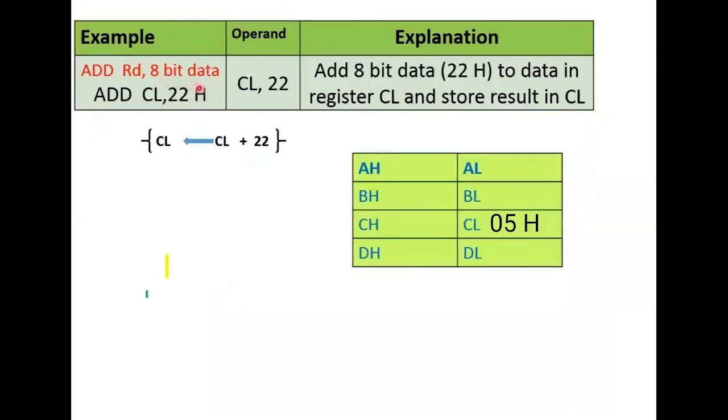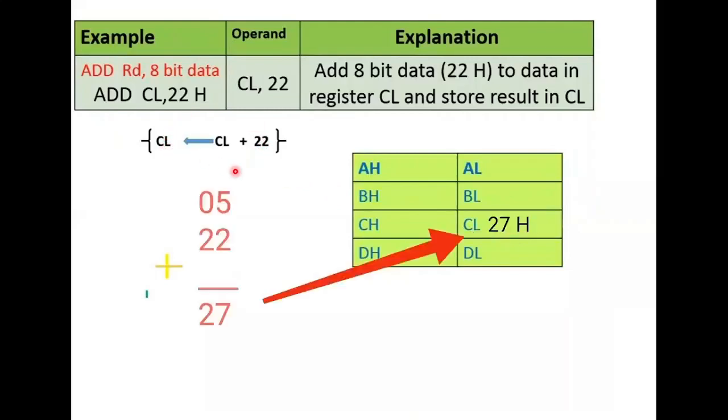Next one, add CL comma 22H. This 22 is the 8 bit data directly given in the instruction itself. What we are going to perform here is an addition operation. We are going to add the content of CL, the 8 bit data in CL, plus the 22 which is given in the instruction directly, and the result will be stored in CL only. In CL we have 05. This 05 we are going to add with 22, and the result will be 27. That result is stored in CL.